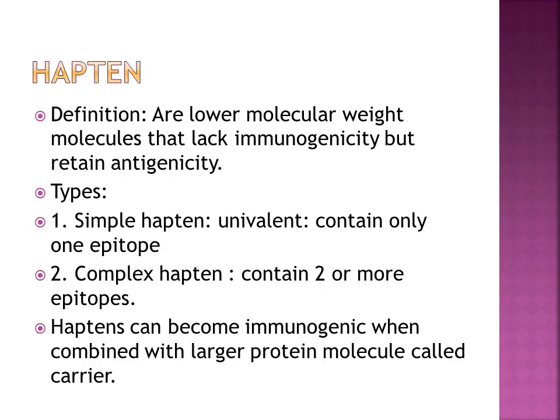Now we will see incomplete antigen, that is hapten. So the definition is they are low molecular weight molecules that lack immunogenicity but retain antigenicity. So there are two types again. One is simple hapten and second is complex hapten. So simple hapten is univalent, containing only one epitope, that is antigenic determinant, and complex hapten contains two or more epitopes, and haptens can become immunogenic when combined with a larger protein molecule called carrier. Means they can produce antibody when they combine with other protein molecules.